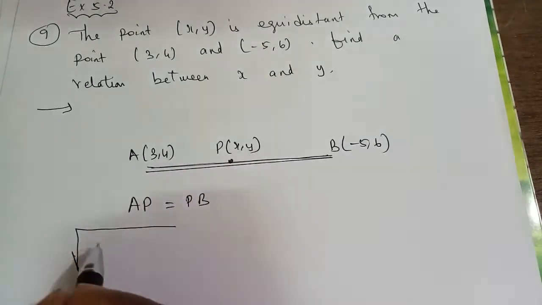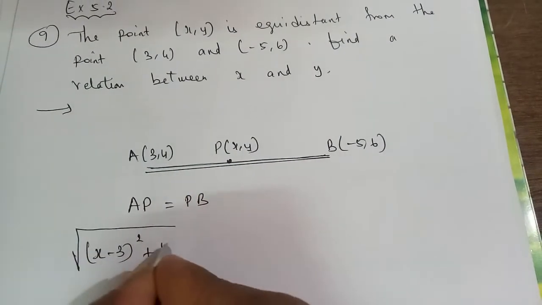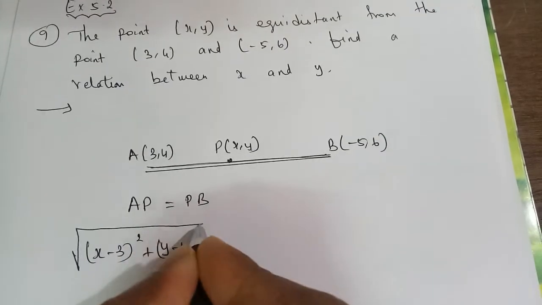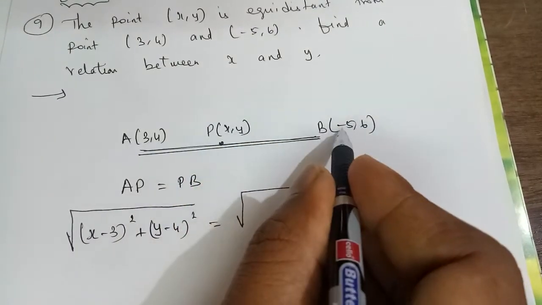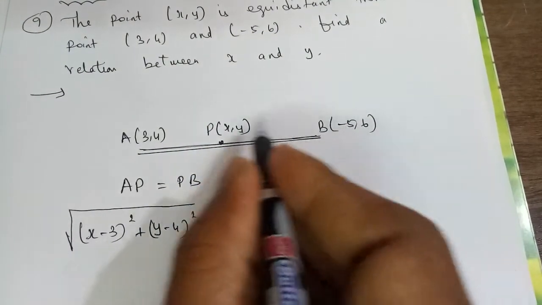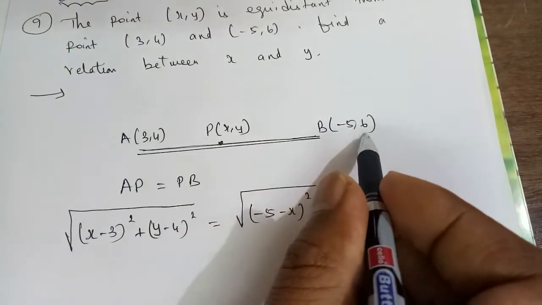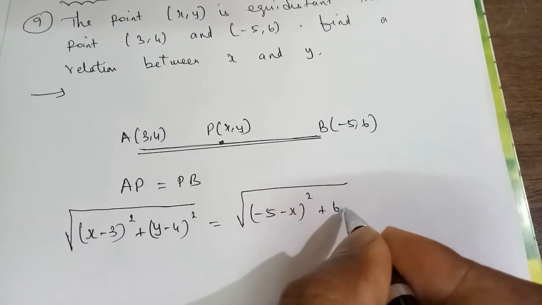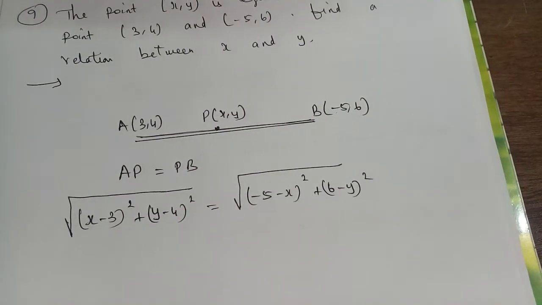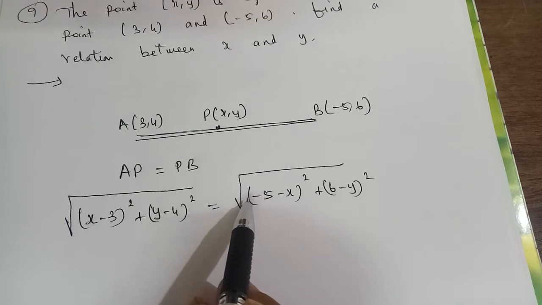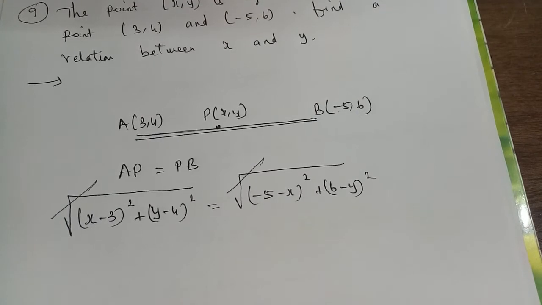So we write (x minus 3) the whole square plus (y minus 4) the whole square, that is equal to, taking (x1, y1) and (x2, y2), (minus 5 minus x) the whole square plus (6 minus y) the whole square. We can write like this. Now on both sides we have square roots, so we'll cancel the square roots on both sides.